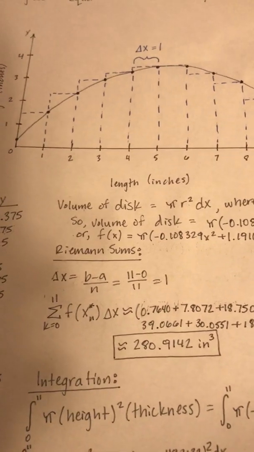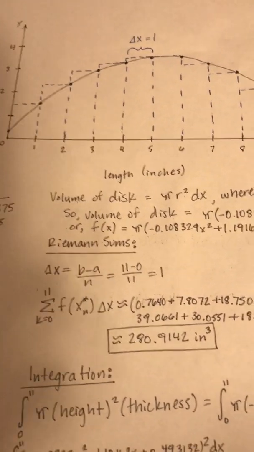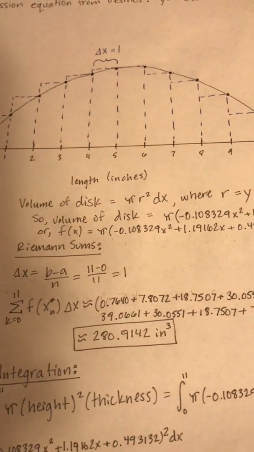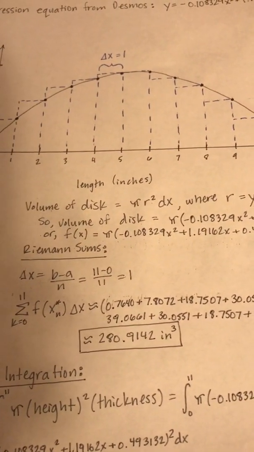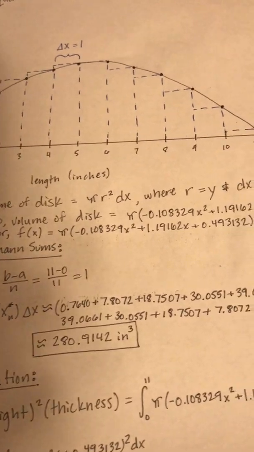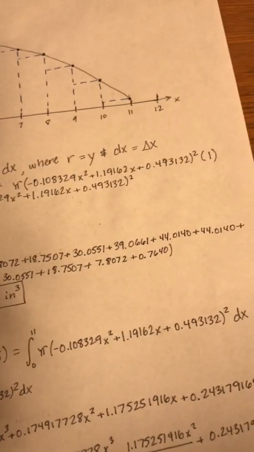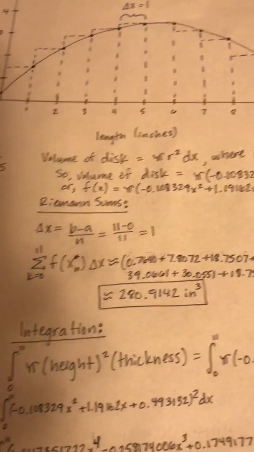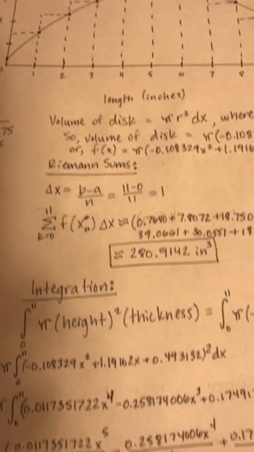Using the Riemann sums, I went with right-hand Riemann sums, using that summation notation and manually finding each of those individual interval values, writing them down, and adding them up to a total of approximately 281 cubic inches for the volume.